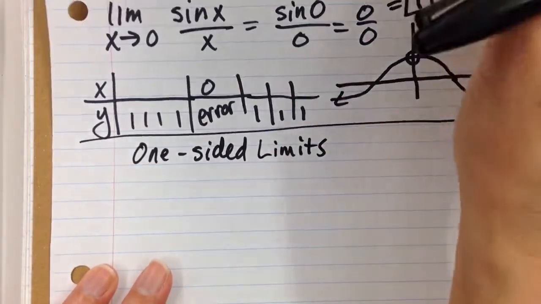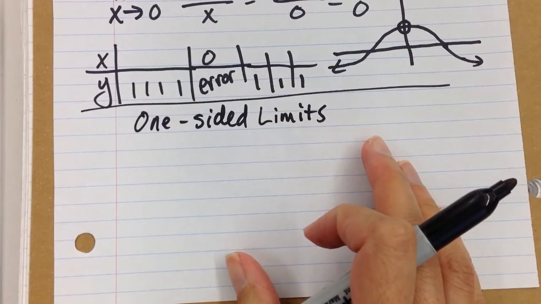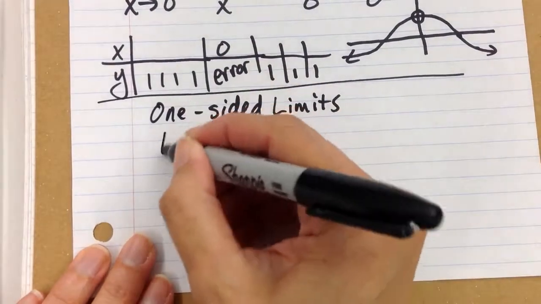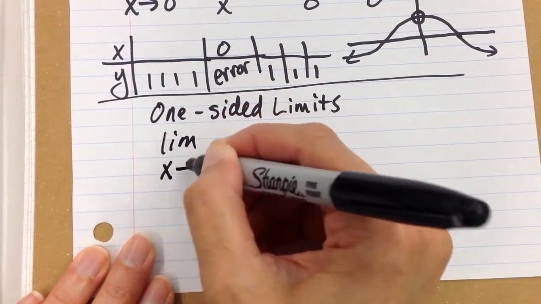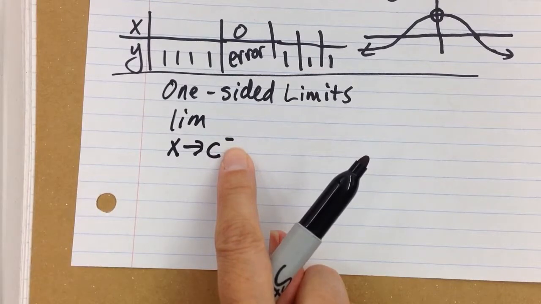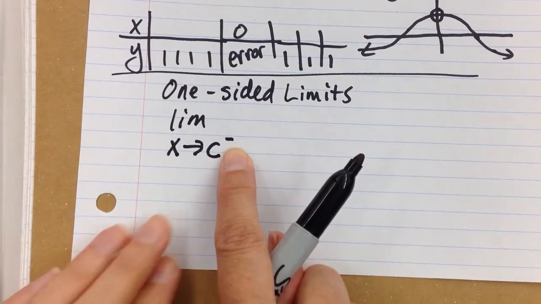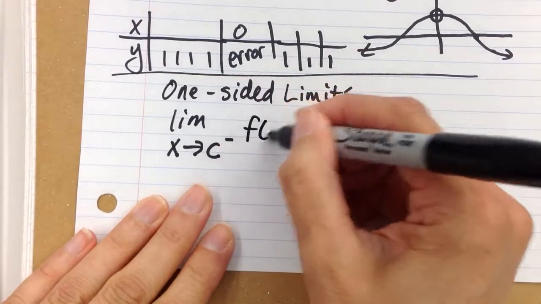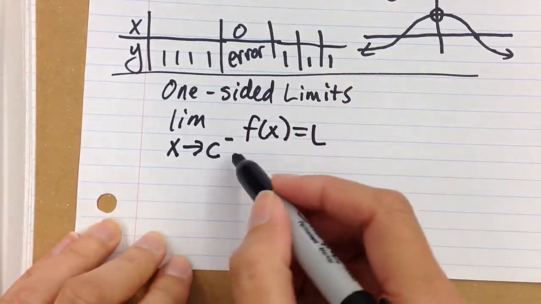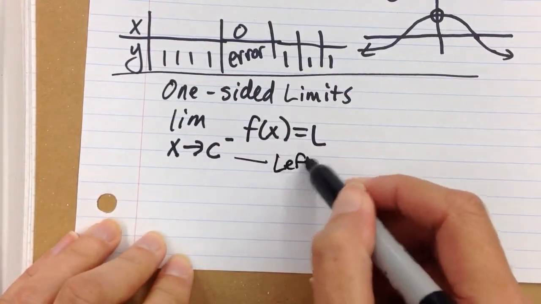Okay, so sometimes we split the limits up into two things, left side and right side. The way that we write that is this: the limit as x approaches whatever number from the left. From the left, we put a little minus. So that minus does not mean negative, although you can think of it, the negatives are on the left, right? Of f of x equals L. So this is the left-sided limit, right? This means left side.